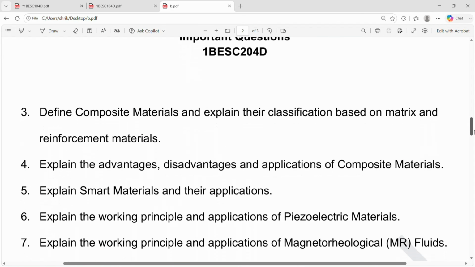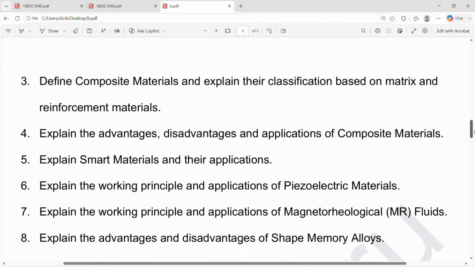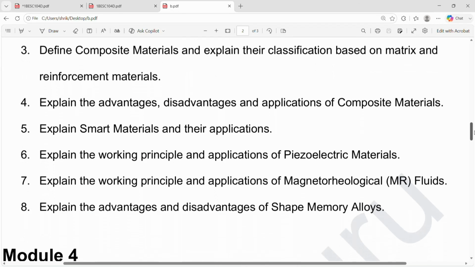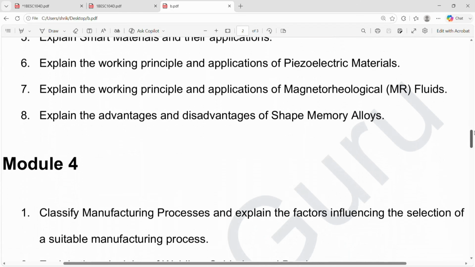Explain smart materials and their applications. Explain the working principle and applications of piezoelectric materials. Explain the working principle and applications of magnetorheological fluids. Explain the advantages and disadvantages of shape memory alloys.